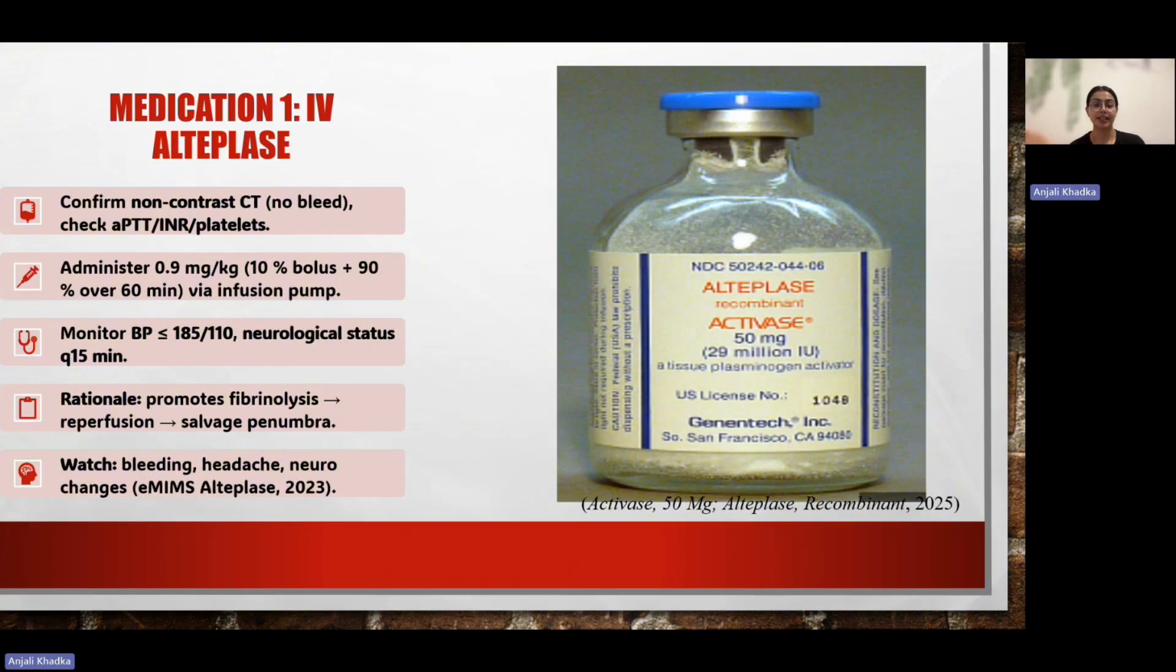Rationale. Alteplase promotes fibrinolysis, restoring blood flow and minimizing ischemic injury. By controlling blood pressure and monitoring closely, we reduce the risk of hemorrhagic transformation, supporting safe and effective reperfusion. Now, I would like to ask everyone, would you administer IV alteplase if the patient's BP were out of control? Absolutely not, until it is stabilized.